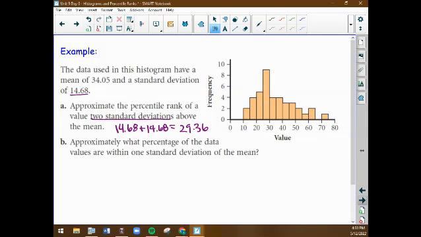Now I want to know what's 2 standard deviations above the mean. My mean is 34.05, so I'm going to do 34.05 plus my 2 standard deviations, 29.36. When I do that, I get 63.41. So it's saying approximate the percentile rank of 63.41. Let's just estimate that it's exactly at 60 for ease of estimation.